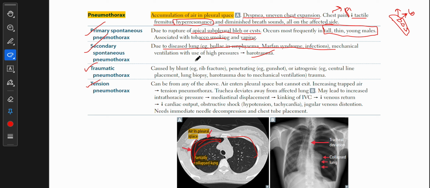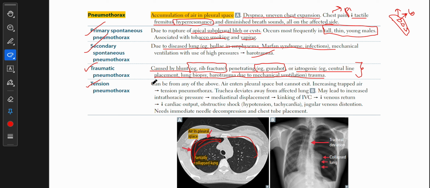Traumatic pneumothorax is caused by blunt trauma, that is rib fracture as in a road traffic accident, and penetrating trauma as in gunshot injury (GSW), or iatrogenic causes, that is central line placement, lung biopsy, and barotrauma due to mechanical ventilation. These are the classic causes we have to remember. Rib fracture causes traumatic pneumothorax. Also, gunshot injury causes traumatic pneumothorax.